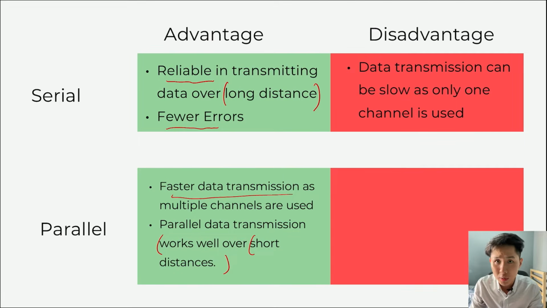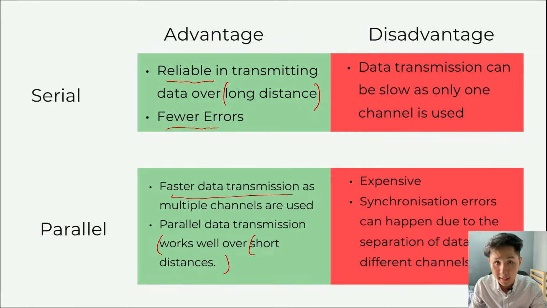The disadvantage of parallel is that it's more expensive. And the second one, which is more common, is that synchronization errors can happen. Remember that multiple bits are being sent at the same time. So the order in which they arrive becomes important because they need to be reordered correctly. All right. So that's serial and parallel data transmission.